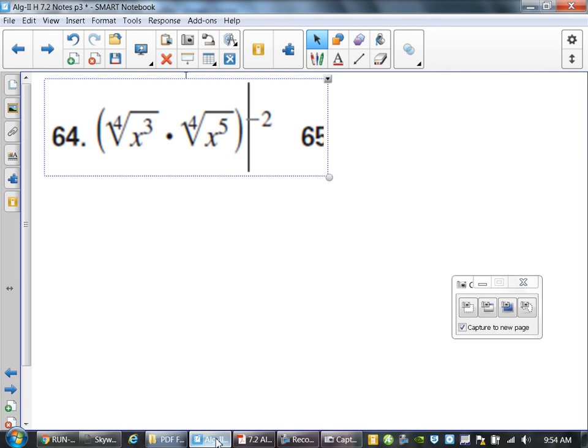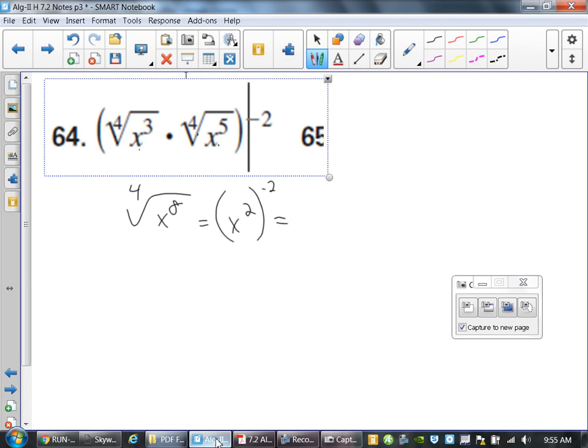All right, a lot of times when you work with these things, you'll notice that you have the same nth roots, same bases. So I would work on the interior first. I'm going to get the 4th root of x to the 8th, which is what? x squared. Then it's x squared to the negative 2, which means it's 1 over x squared squared, so it's 1 over x to the 4th.